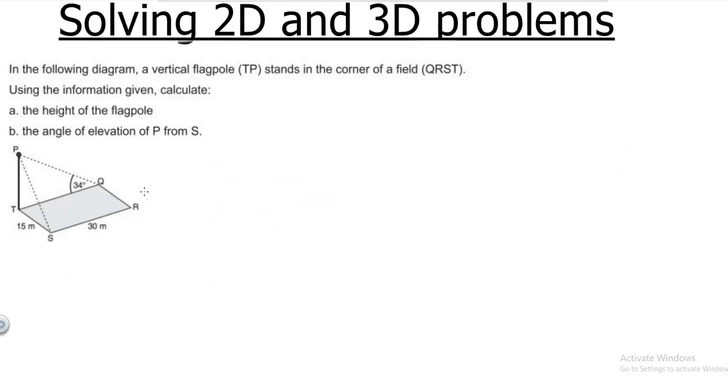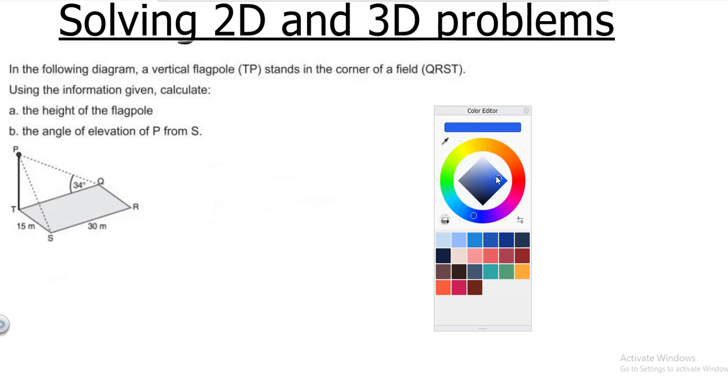What is important when you're doing 3 dimension is that you have to understand very well whatever is given to you. All right, this is the information that is given to us. We see this is a field. A field is in a rectangle form, okay? Meaning that both sides are parallel, so QR will also be 15 meter, and this side will be 30 meter. So that is a field, okay?